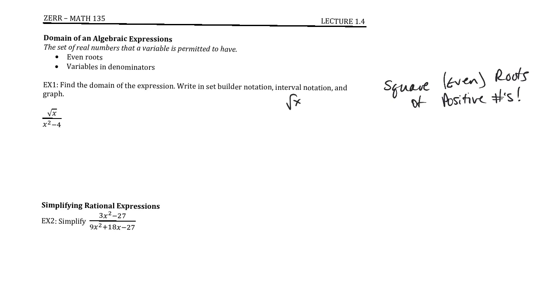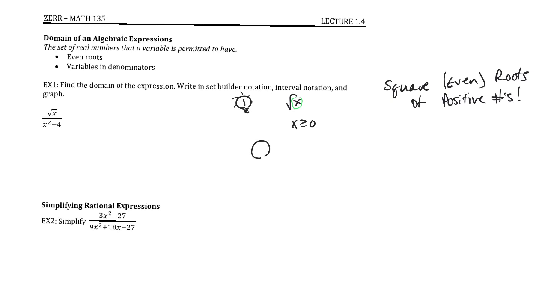That means that our radicand, whatever we're taking the square root of, needs to be greater than or equal to 0, because we could take the square root of 0, that's fine. But we can't take a square root of something negative. So that's the numerator, and that's the one big idea: set the radicand greater than or equal to 0.